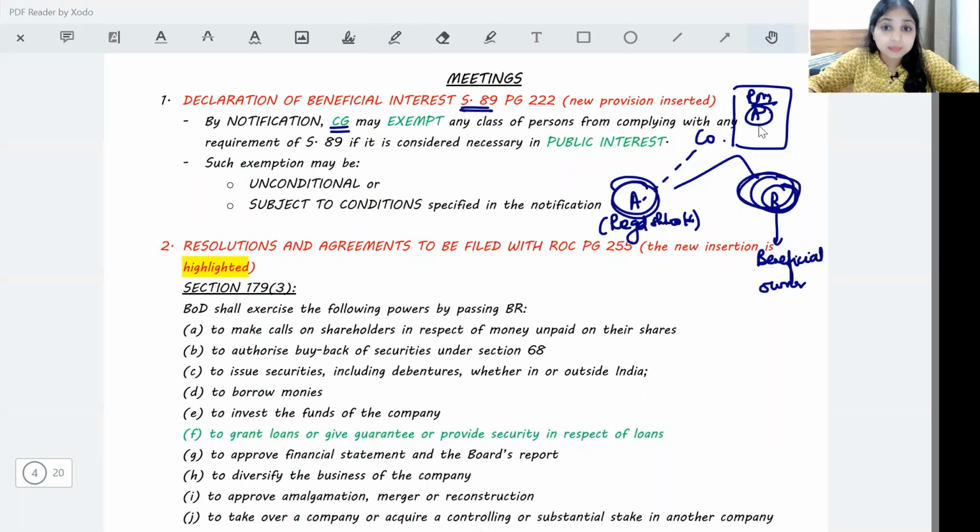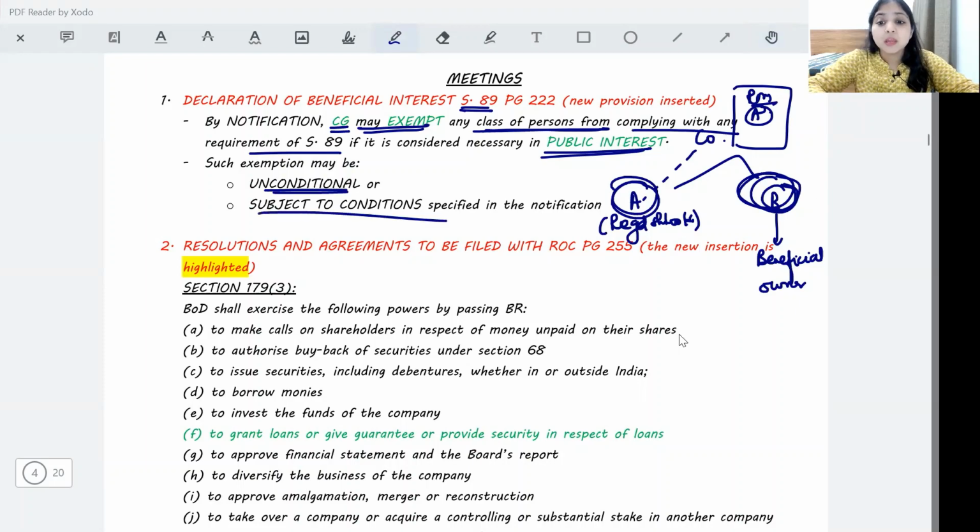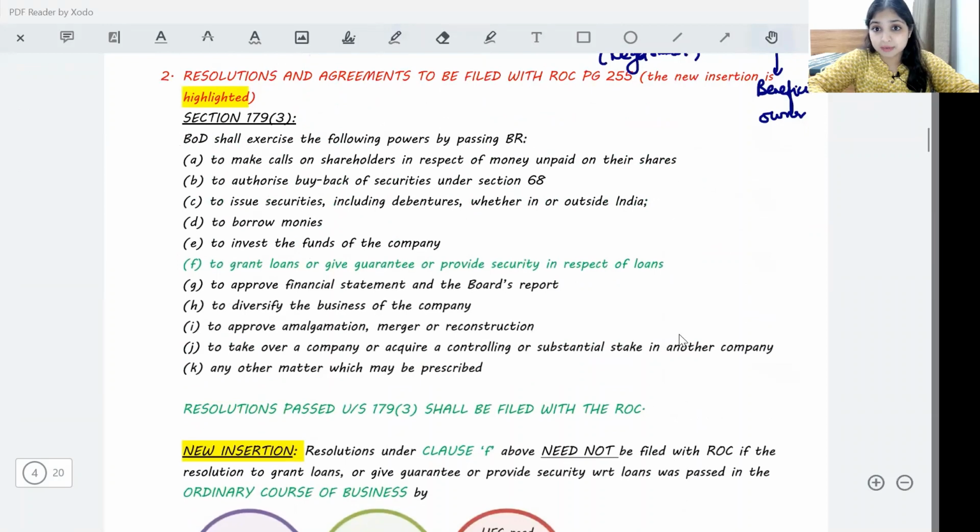the company. In the best interest of the public, if the central government thinks it is necessary, the central government may exempt any class of persons from complying with section 89. Central government may exempt some people so that even though they don't make this disclosure to the company, they will not be punished. These exemptions may be unconditional or subject to conditions. Simple. Now listen to my next amendment.